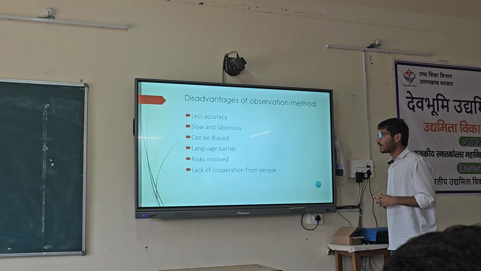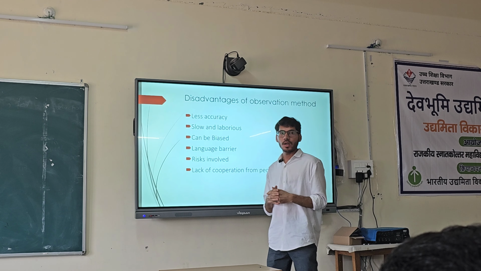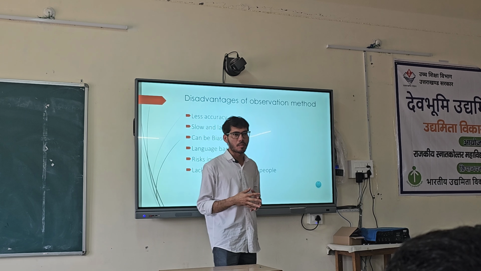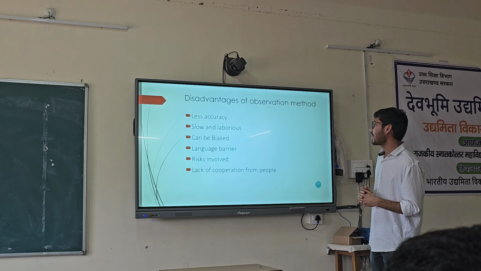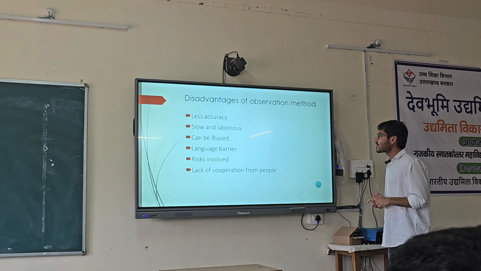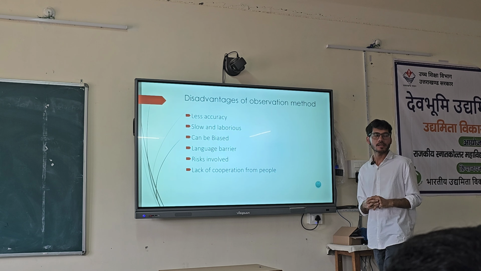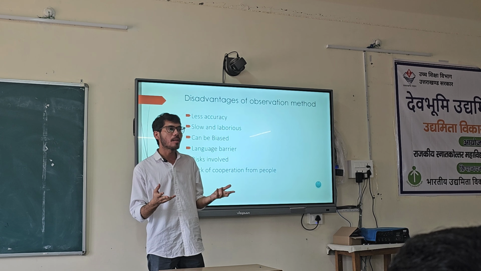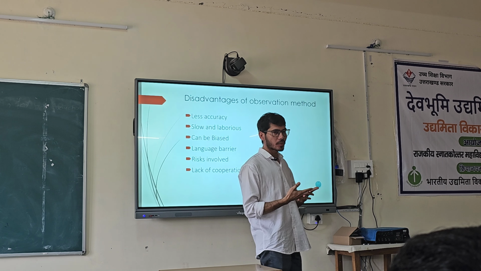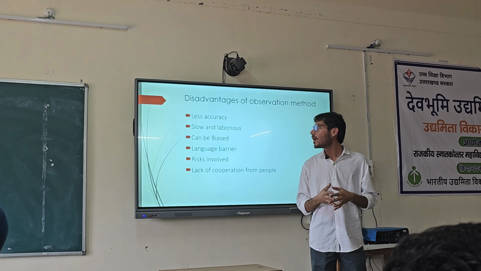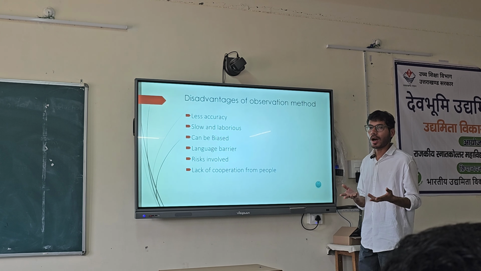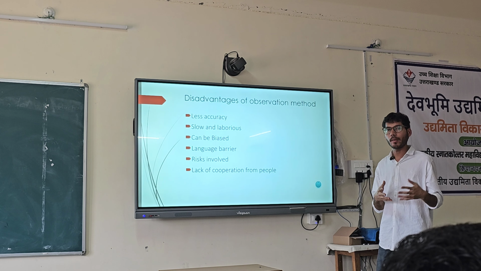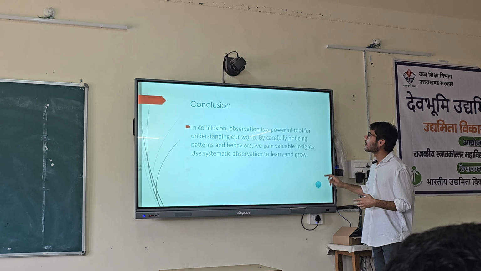Risks involved. What if we get caught? In non-participant observation, if they find out that we are observing them, they might be offended. Lack of cooperation from people. Why lack of cooperation? Because even if you are part of their community and group, you are automatically considered an outsider. That's why they try to build rapport. Rapport building is there.